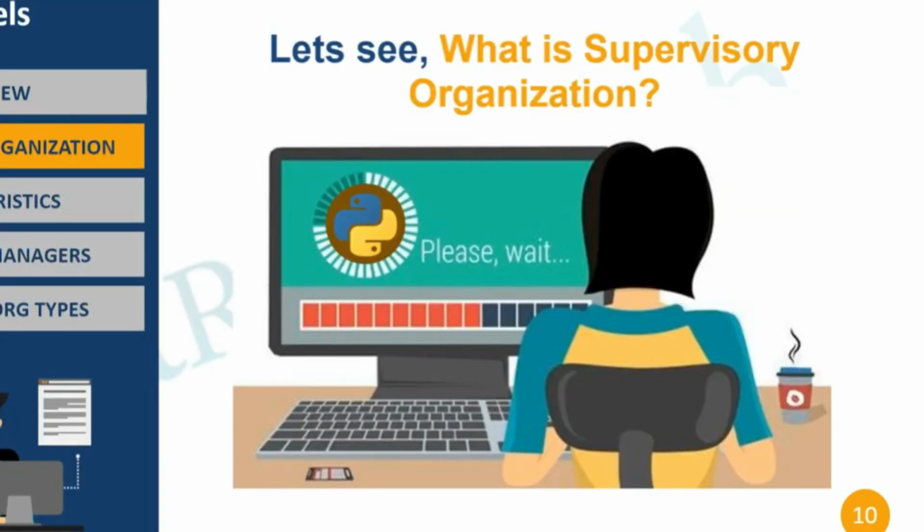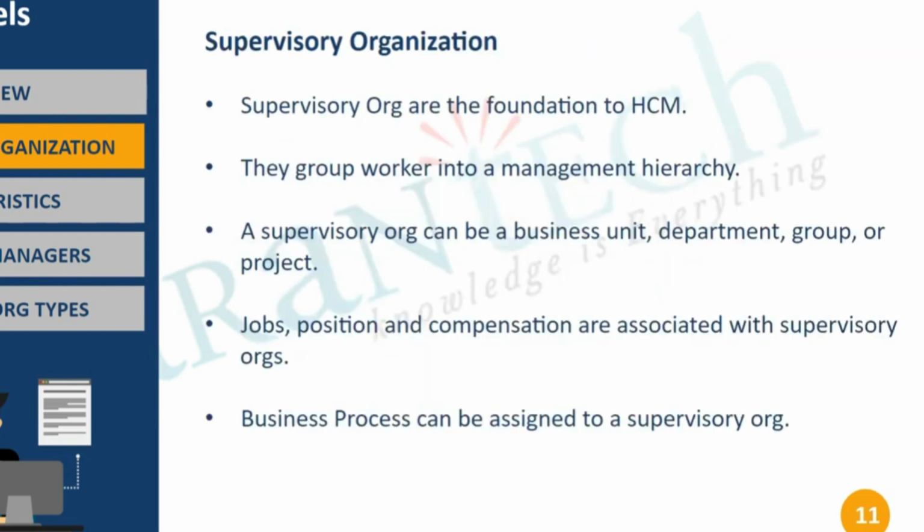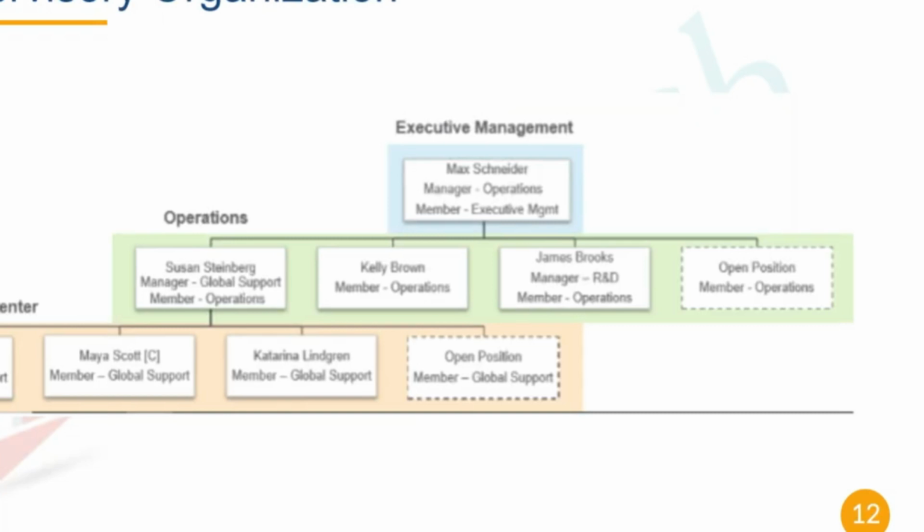Next, let's look at the supervisory organization, which is the core organization structure in Workday HCM. Key things to know about supervisory organizations. They are the foundation of HCM in Workday. They group workers into a management hierarchy and can represent a business unit, department, group or project. Jobs, positions and compensation are associated with supervisory orgs. Business processes can be assigned in the supervisory organization. Workers have defined management chains. Management hierarchies determine inheritance of organization-based security and tasks. Supervisory organizations enable modeling of real-world business structures.